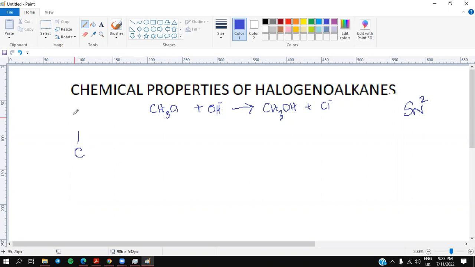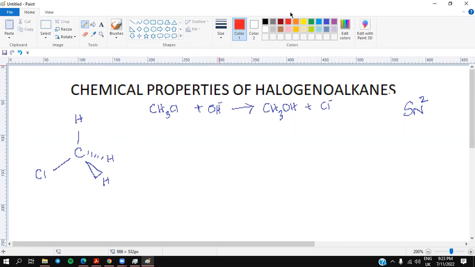Carbon, hydrogen. There are 4 bonds around carbon. They are arranged tetrahedrally. I'll write chlorine over here. And here we have a carbon-hydrogen bond, and on the other side, a carbon-hydrogen bond. Right. This is a halogenoalkane reactant, which is going to react with OH minus.